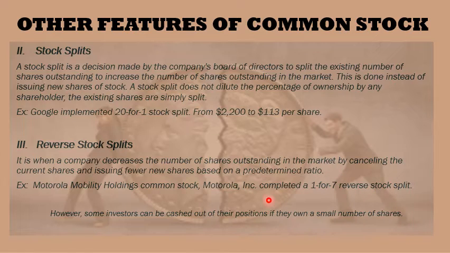Now, how about if a shareholder or a stockholder doesn't own more than 7 stocks in the company? These investors can be cashed out of their positions if they own a small number of shares, meaning they will be paid the equivalent percentage of the stocks owned. So if it's 1 for 7 and you only have like 6 stocks, you can either buy an additional stock or you can choose to cash out your position equivalent to the percentage, which is 6 over 7, equals around 85% of the per share value. So that's it.